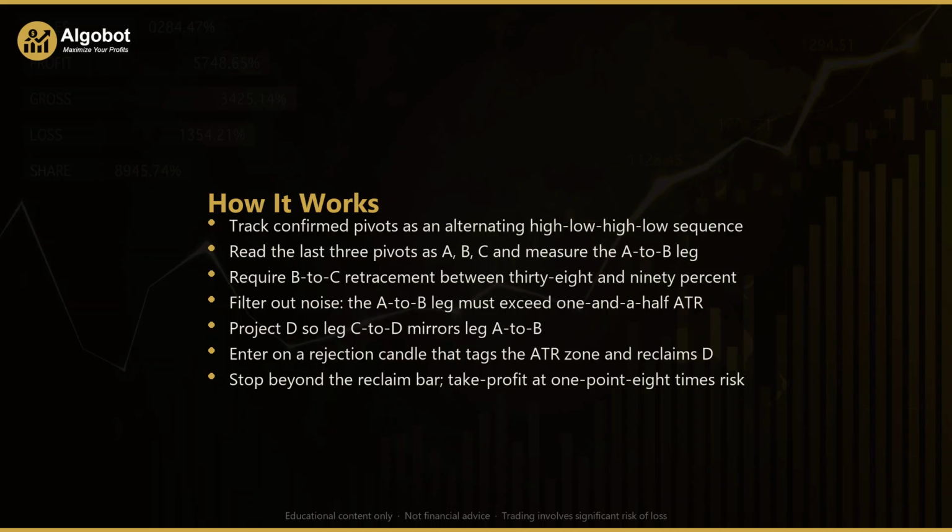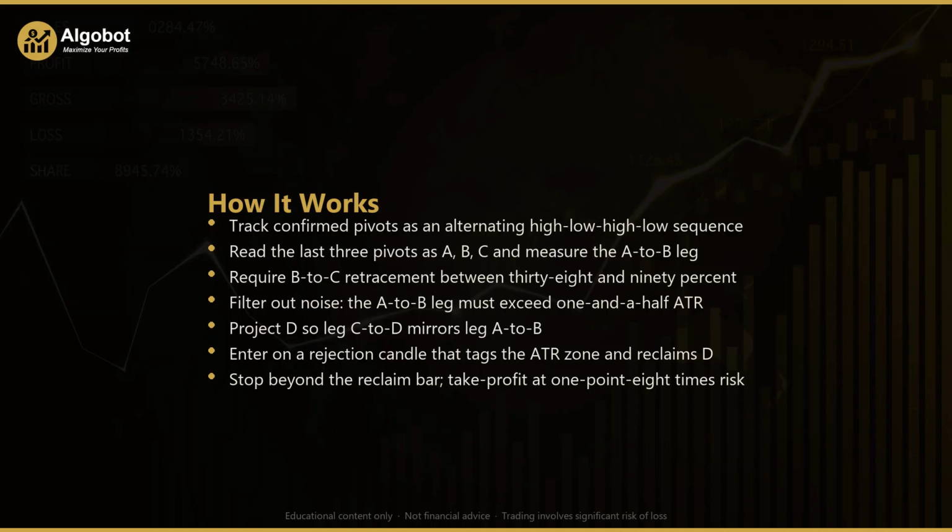Next, it reads the 3 most recent pivots as A, B, and C. In the bullish case, that's a high at A, a low at B, and a lower high at C. The strategy measures the down leg from A to B, then checks the up retracement from B to C. That retracement must fall inside the band from 38% to 90% of the first leg, deep enough to be a real pullback, but not so deep that it erases the move. The A to B leg must also be larger than 1.5 times the average true range, which filters out small, noisy swings.